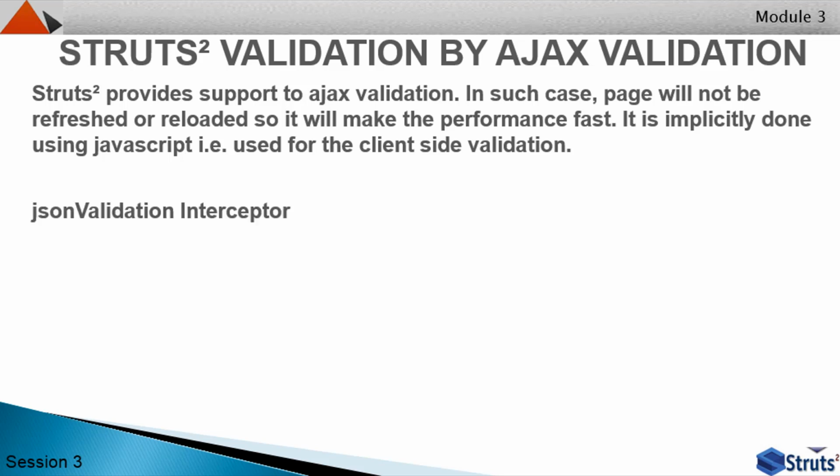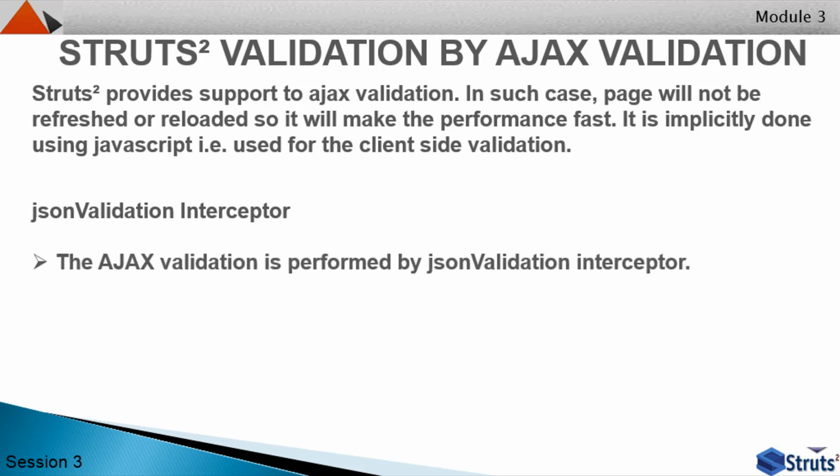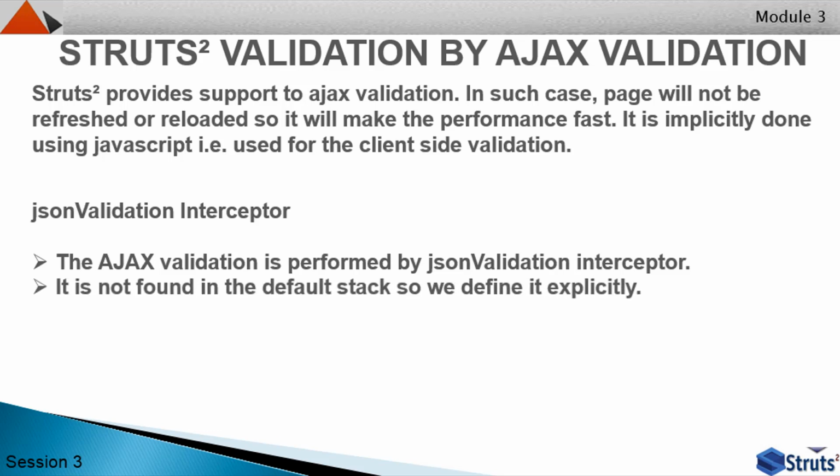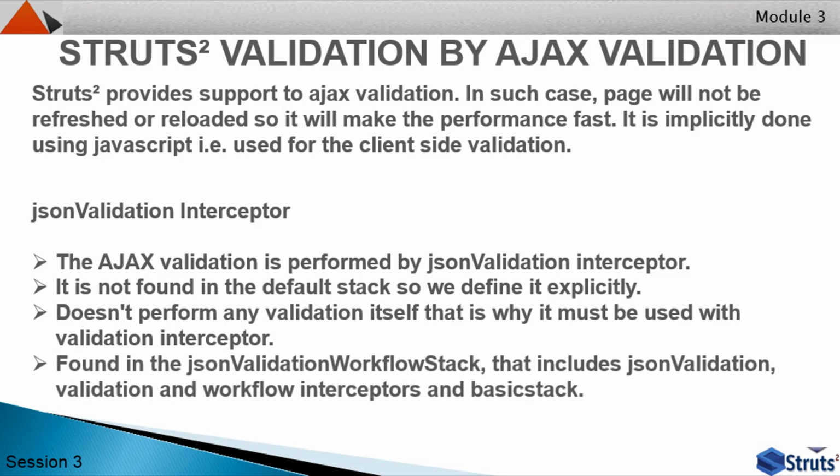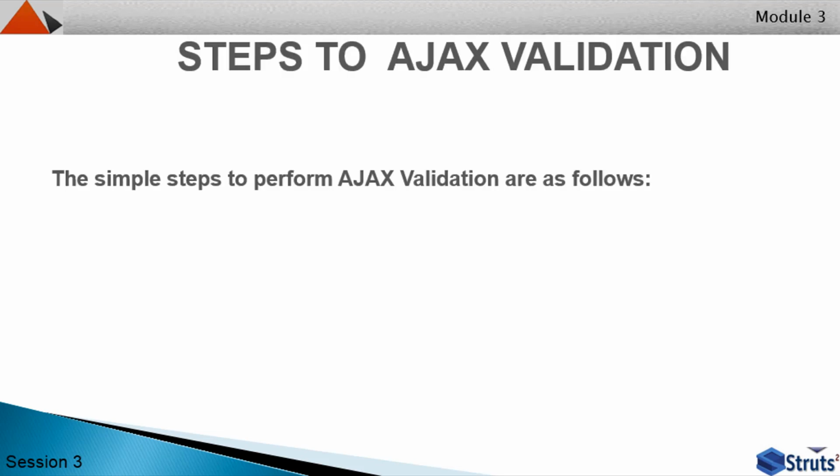JSON validation interceptor. The Ajax validation is performed by the JSON validation interceptor. It is not found in the default stack, so we need to define it explicitly. It doesn't perform any validation itself, that is why it must be used with the validation interceptor. It is found in the JSON validation workflow stack that includes JSON validation, workflow interceptors and the basic stack.